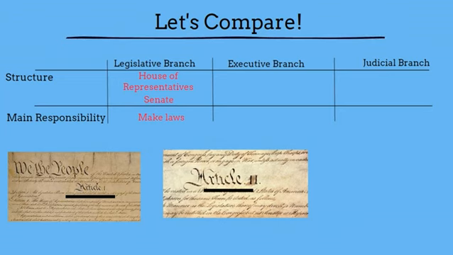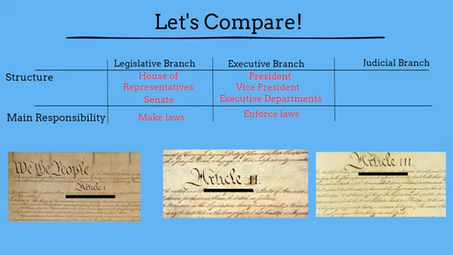According to Article 2 of the Constitution, what is the structure of the executive branch, and what is its main responsibility? The executive branch is made up of the President, the Vice President, and executive departments, and its main responsibility is to enforce the laws passed by Congress. According to Article 3, what is the structure and main responsibility of the judicial branch? The judicial branch is made up of the Supreme Court and lower federal courts, and its main responsibility is to interpret the laws.